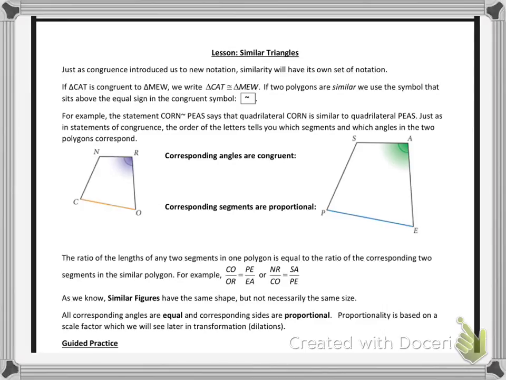For similar, they still have to be the exact same shape, but not the exact same size. They're going to be in perfect proportion. All the sides will be proportional, while all the angles will be the same. And that's true not just for triangles, but for any figure as you see here.